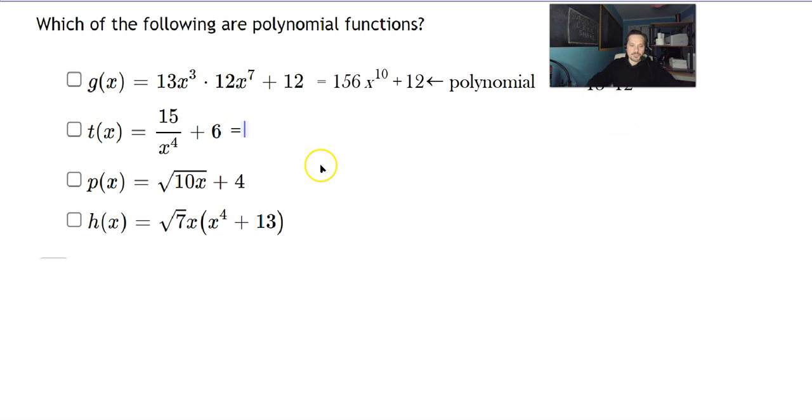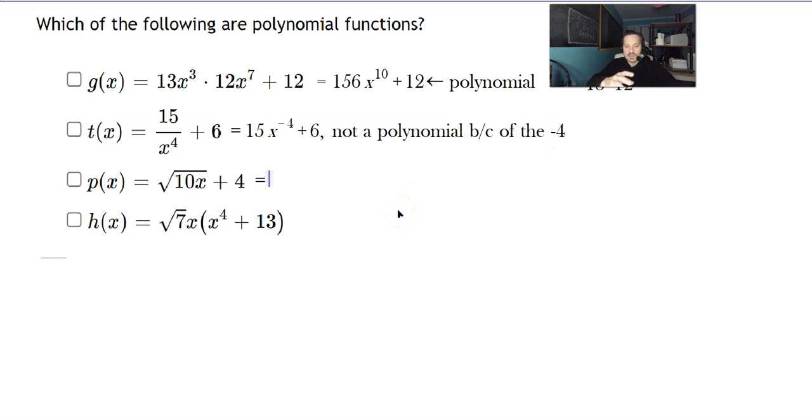Now look at this one. Where it says 15 over x to the 4th plus 6, it's like 15x raised to the negative 4th and then plus 6. So what does that mean? Not a polynomial. Okay? Because of the negative 4 being present. That makes it not a polynomial. Look at this next one. This is a negative number, in other words. Look at the next one.